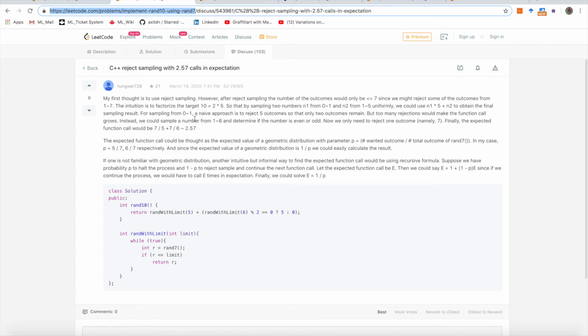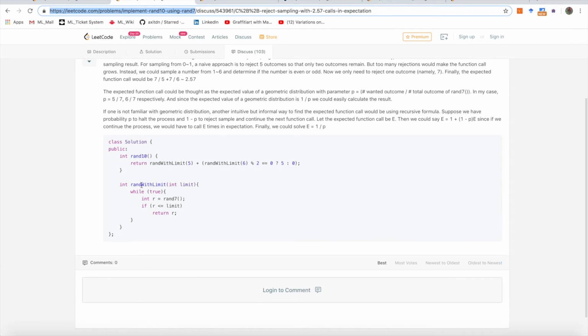Instead, we could sample a number from 1 to 6 and determine if the number is even or odd. Now we only need to reject one outcome, namely 7, because it's the only odd outcome there. Finally, the expected function call would be 7 over 5 plus 7 over 6 equals 2.57. The expected function call could be thought of as the expected value of a geometric distribution with the parameter p. In our case, it's p equals 5/7 and 6/7 respectively. And since the expected value of a geometric distribution is 1 over p, we could easily calculate that result.